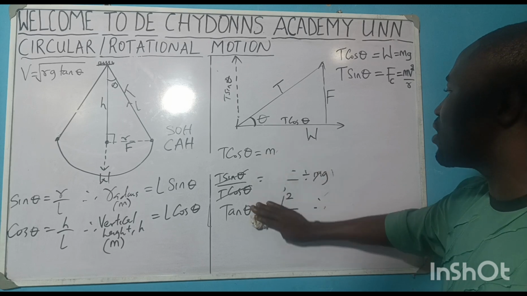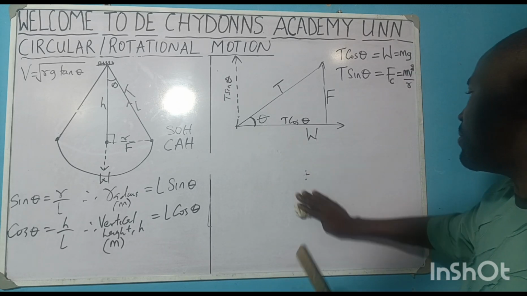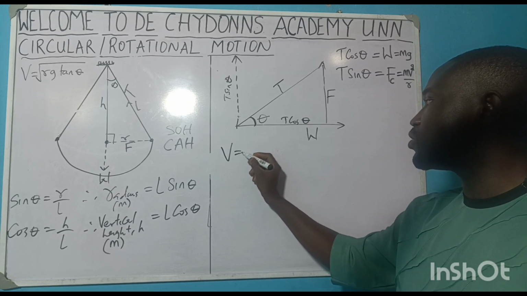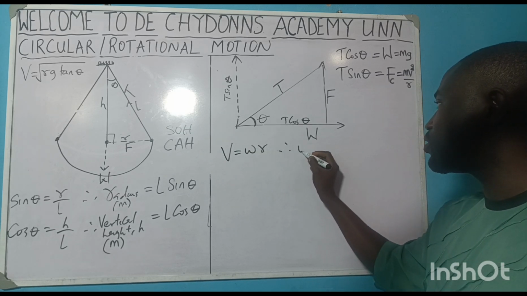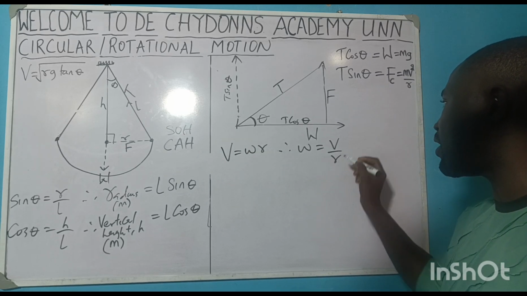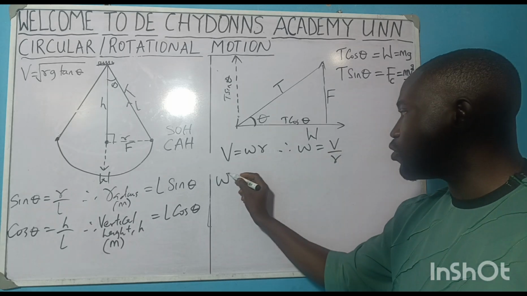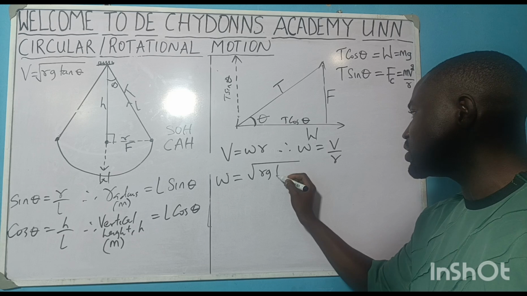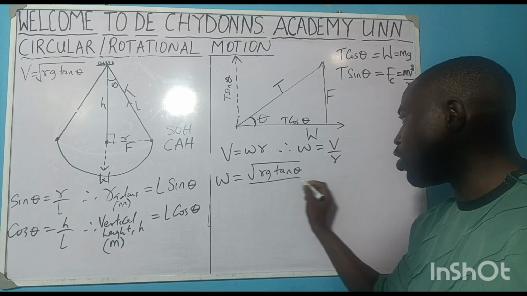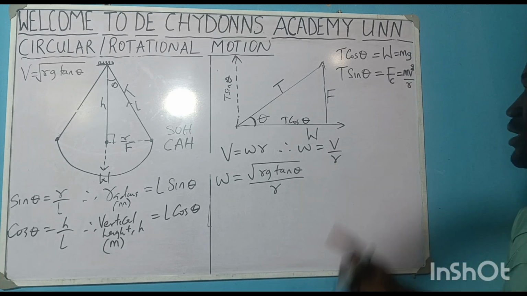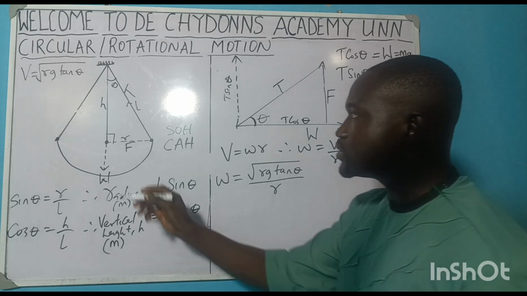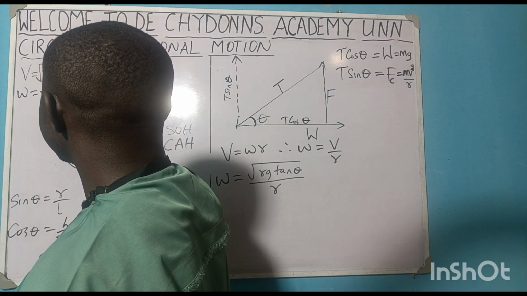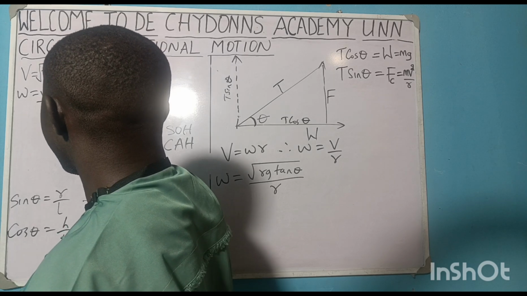Now, to get the angular velocity, remember that we noted that v is equal to wr. Therefore, w equals v over r. What is my v? Square root of rg tan theta, all over r. That is my angular velocity. Angular velocity equals square root of rg tan theta all over r.